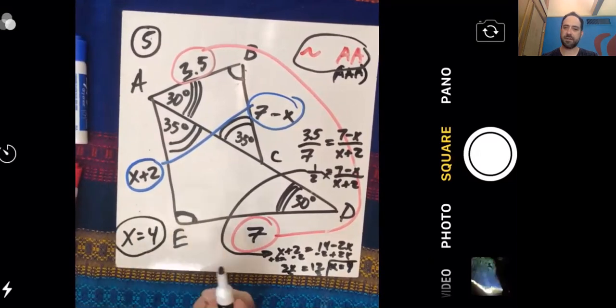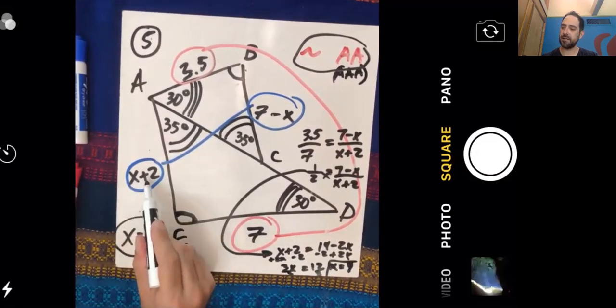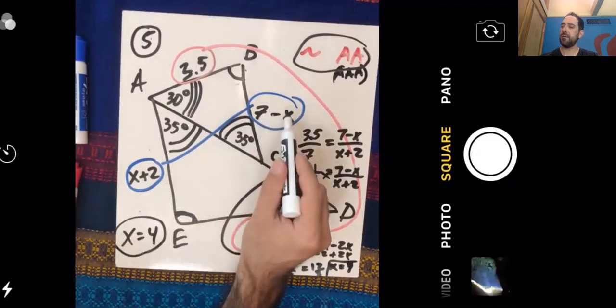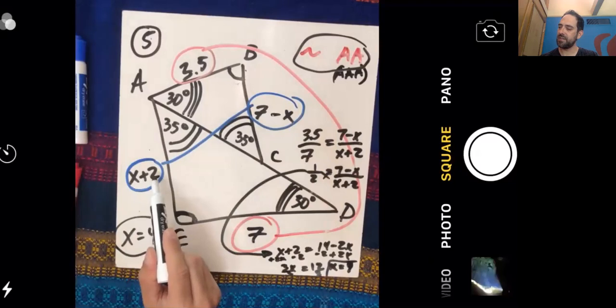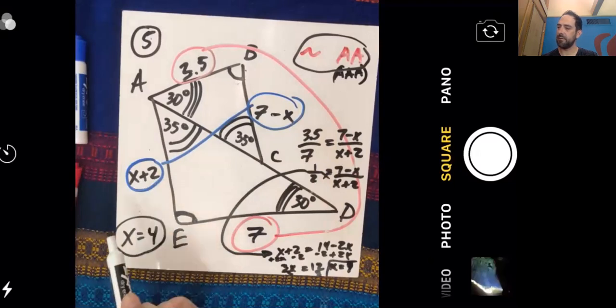Let's see if that works. X plus 2 is 6. 7 minus 4, what? Wait one sec. X plus 2 is equal to 6. Uh-oh, we have a problem. Let me see what happened here. I'm gonna pause it and just double check because that should be the exact same length. No, it shouldn't. All right, got it.